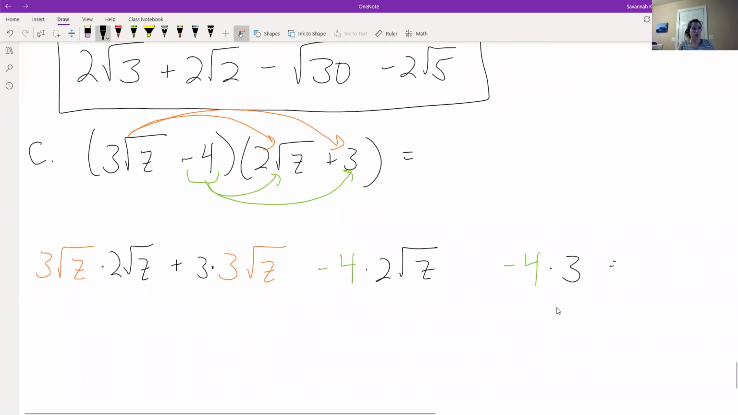Okay, so with extreme caution here, 3 times 2 is 6.